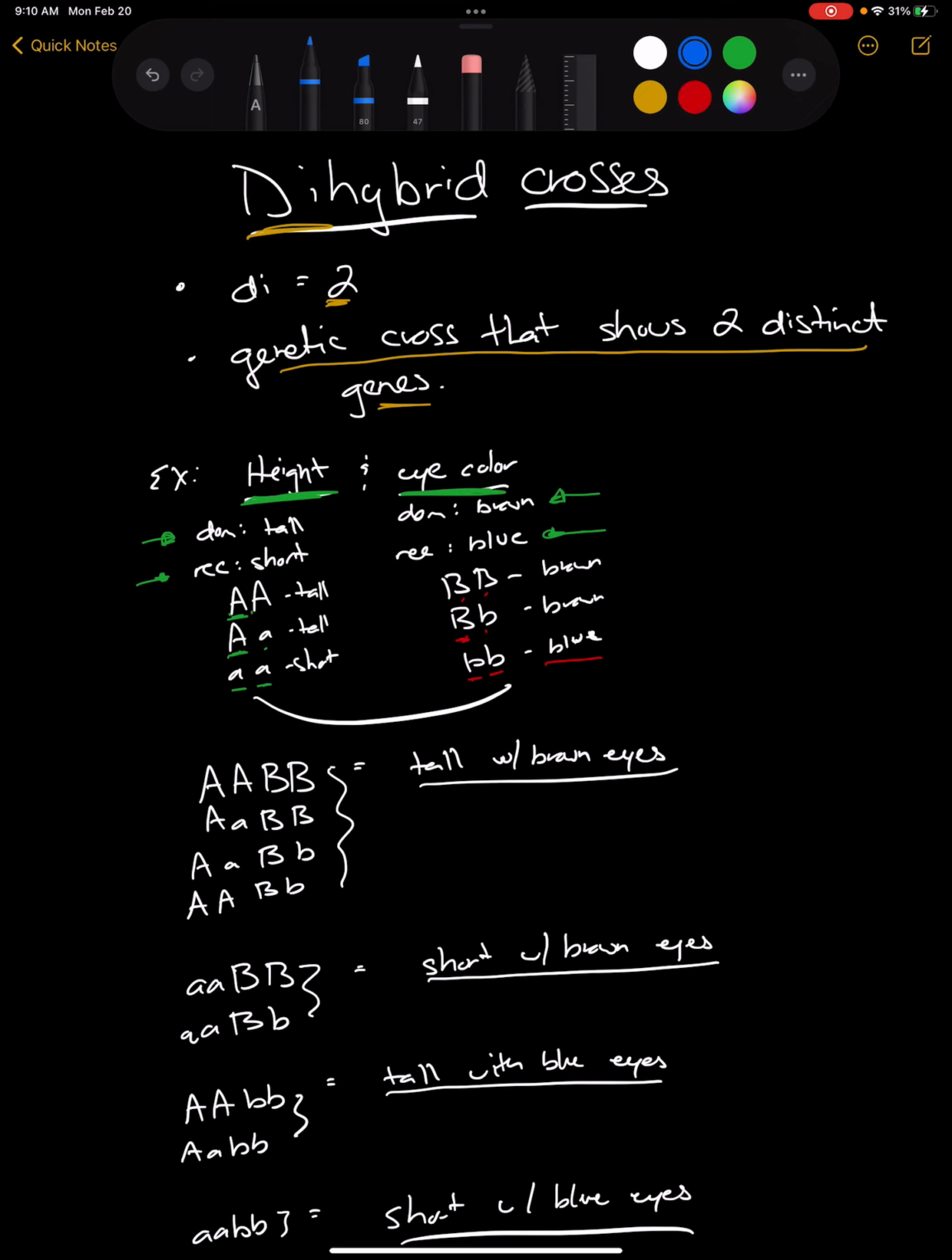So if we look at this one, you could get two big alleles for height and two big alleles for eye color from your parents. So this person would be tall with brown eyes because they have at least one dominant allele for each trait. You could be heterozygous for height and homozygous dominant for eye color, which would still show tall with brown eyes. You could be heterozygous for both traits, but you'd still be tall with brown eyes because you have at least one big letter. And you could be homozygous dominant for tall and heterozygous for eye color, which would still show tall with brown eyes.